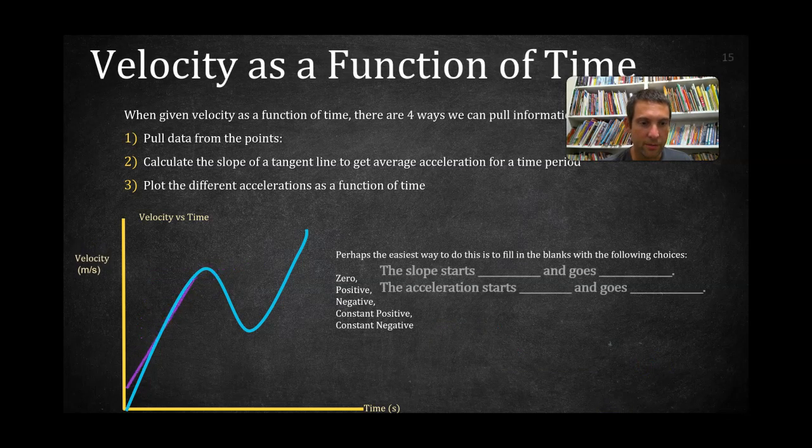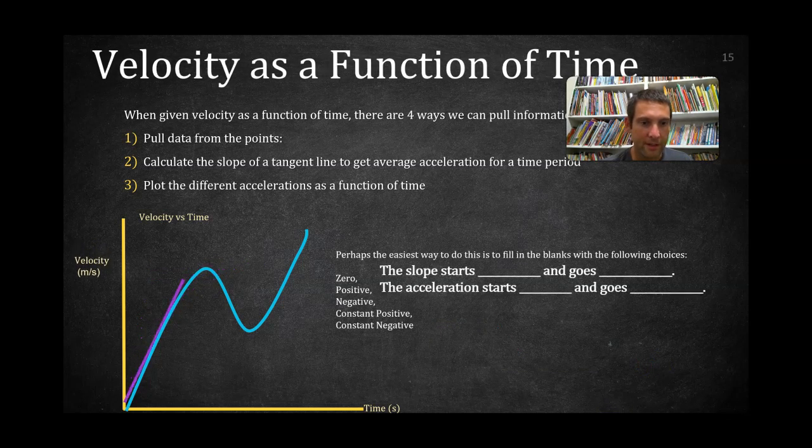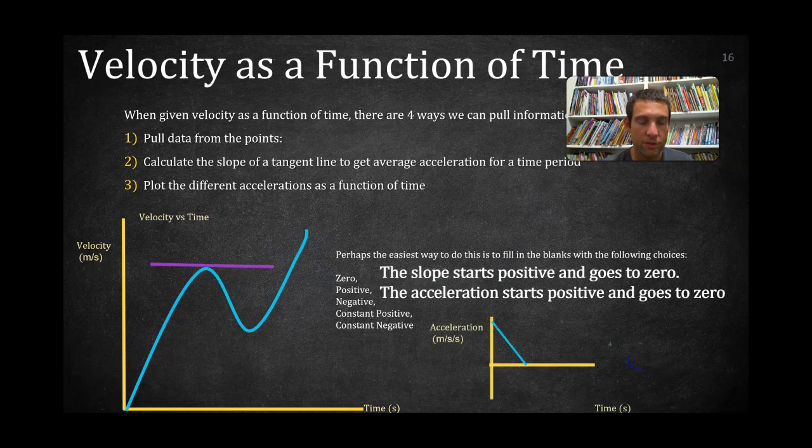Play that again. Look at the purple bar on the graph on the left. Starts positive and goes to 0. So our slope starts positive and goes to 0, which means our acceleration starts positive and goes to 0. That's why on the graph on the right side, we're going down.